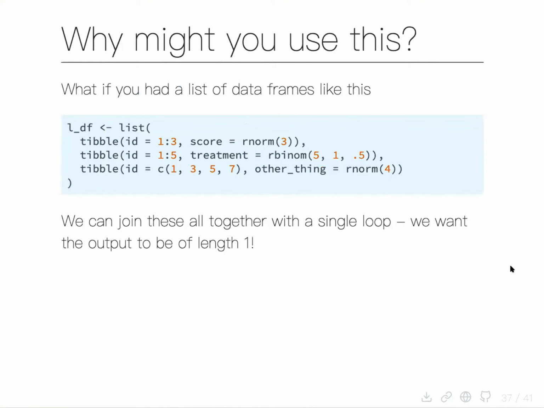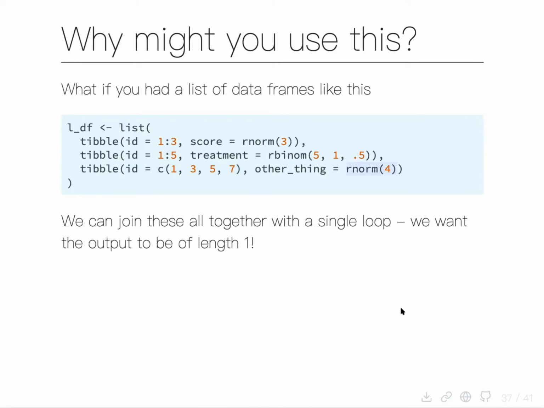Another use case, though, there's 2 others that I'll show. Let's say we had data frames like this. So we have these 3 different data frames, and I've just put them together in a list. This one we have ID 1 to 3, and we have their scores, right? This one we have IDs 1 to 5, and we have what treatment they were in. And this is just creating some random 0s and 1s. And then we have ID 1, 3, 5, and 7, and we have some other thing, whatever, that's just some number, okay?